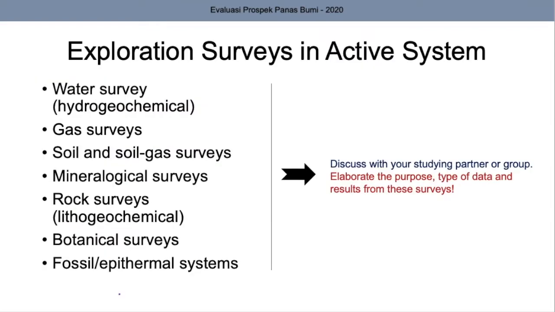Overall, the exploration surveys in an active system comprise water surveys, gas surveys, soil surveys, mineralogical surveys, rock surveys, botanical surveys, and lastly, fossil or epithermal system. Please discuss with your partner or group the purpose, the type of data, and the results from these surveys, and how they can contribute to the building of a conceptual model of a geothermal system.